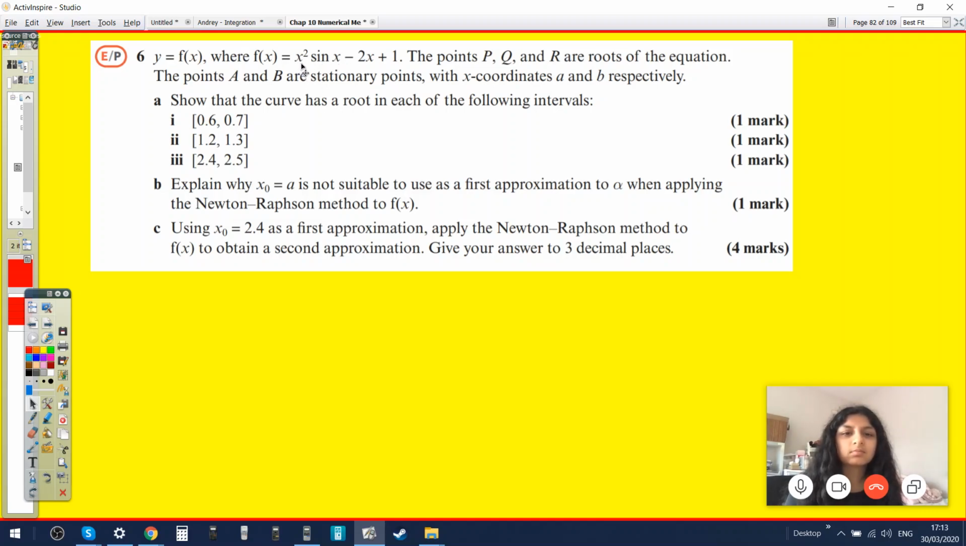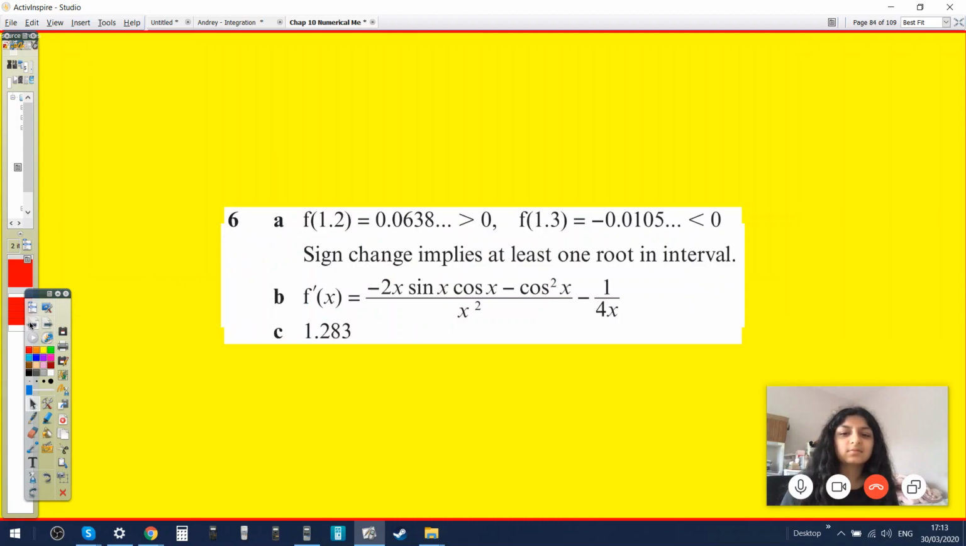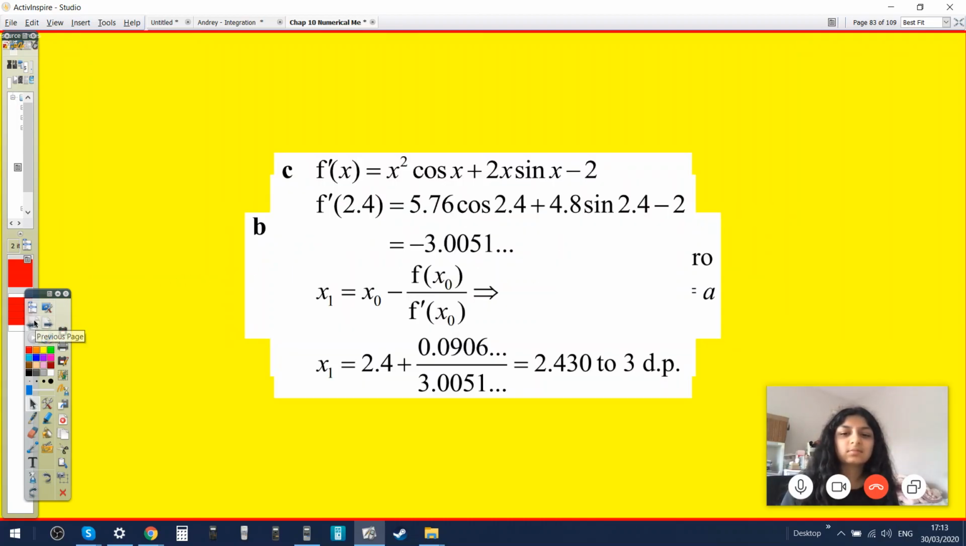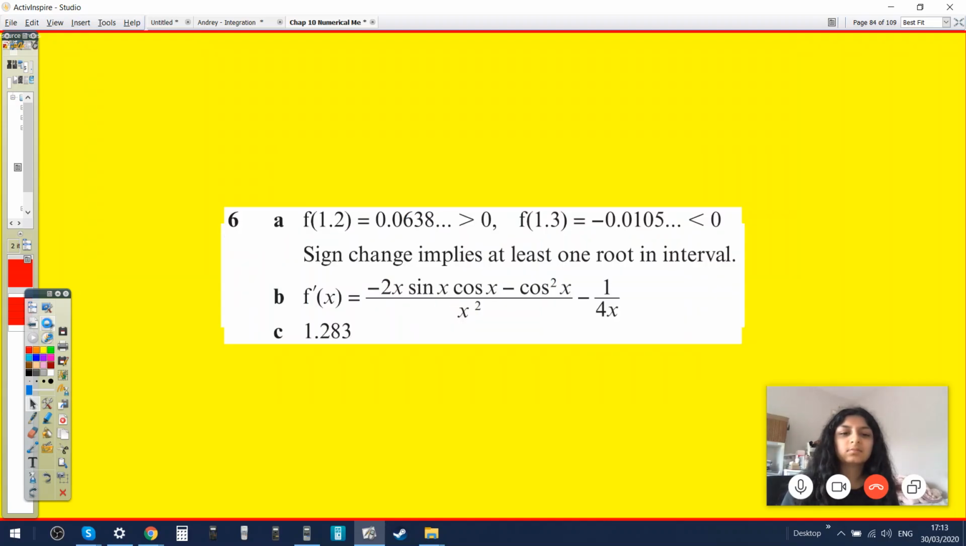How would you differentiate this bit? Product rule. I would just use the calculator again, but anyway. Explain why x is not suitable. x0 is equal to A. I think stationary points. Yeah, very similar. Hang on. That's question 6.